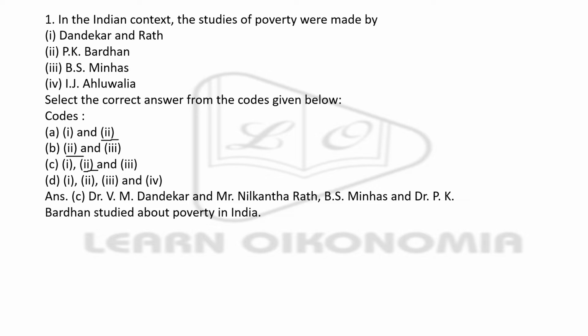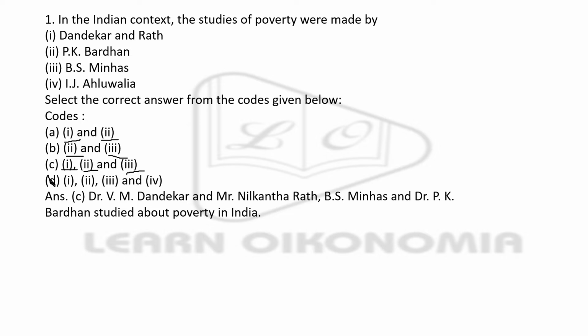The third name, Minhas, is repeatedly asked in option B and option C, and you have the first name, Dandekar and Rath, in option A as well as in option C. So in this case, you can see that these three sets of names are repeatedly asked, and these people are related in some way. They are related to the studies of poverty. So the right answer here is option D.